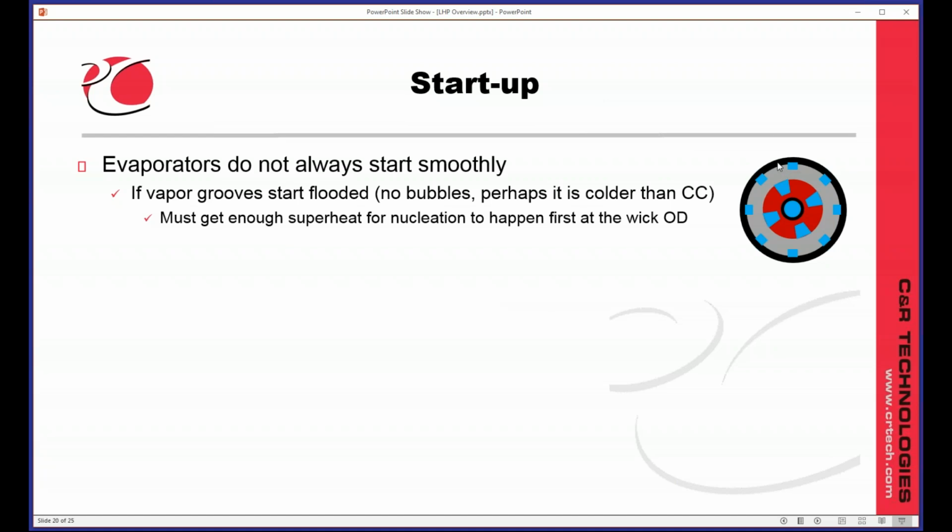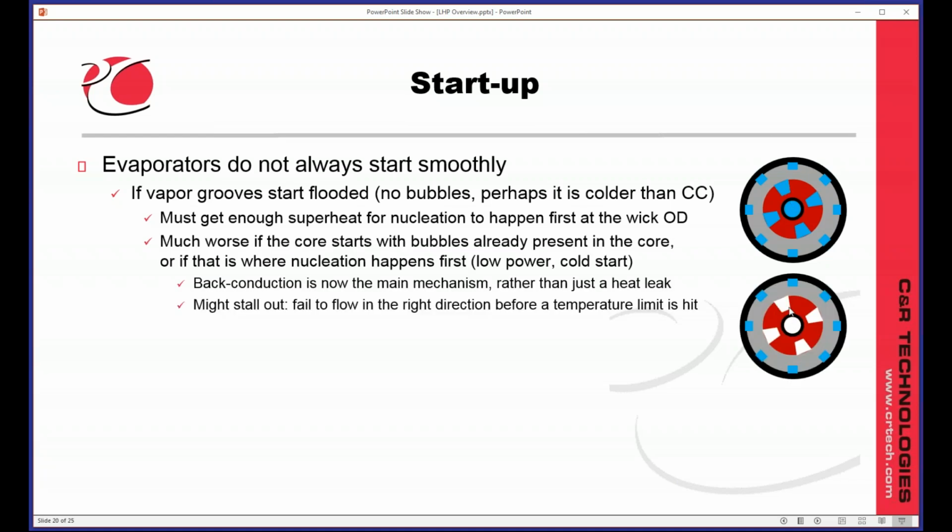So keep in mind, this isn't a very strong temperature gradient from the outside to the inside. So this might be a tenth of a degree warmer than the inside of the wick. And that may not be enough to overcome the fact that there's a bigger nucleation site, or potentially a bubble left over from the last time, or that crept in from the compensation chamber or something like that.